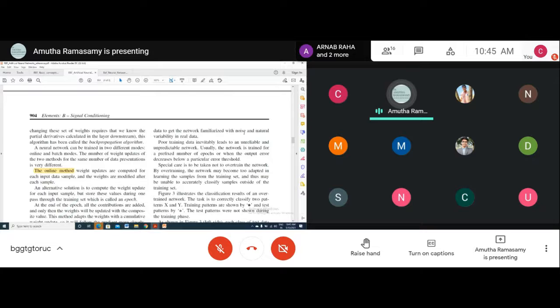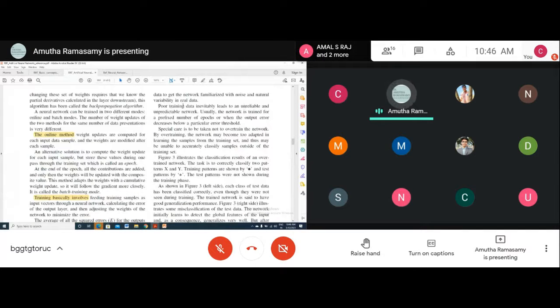So what is the purpose of adding this? Definitely there is a natural variability. Whatever data we collected, it will have its own variability. This is by nature. You cannot avoid it. So what happens is the neural network will be efficient enough to identify the natural variability as well as the unwanted signals. So poor training data inevitably leads to an unreliable and unpredictable network, this is the problem. That's why we have to train the neural network very properly.